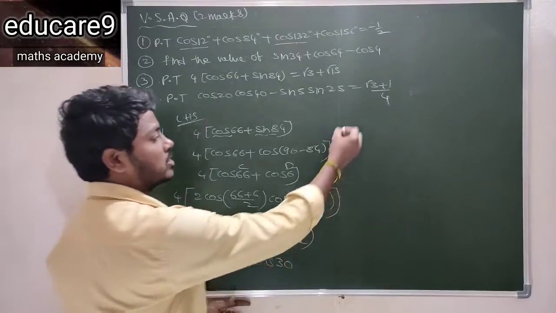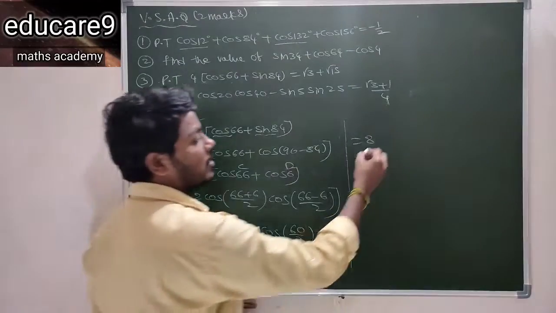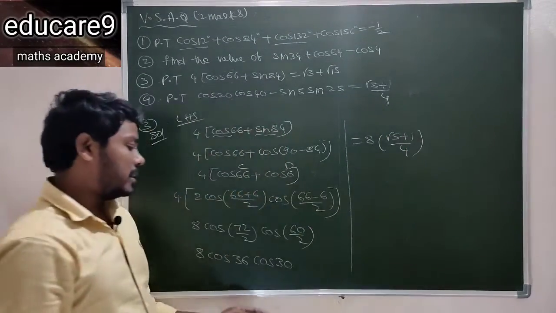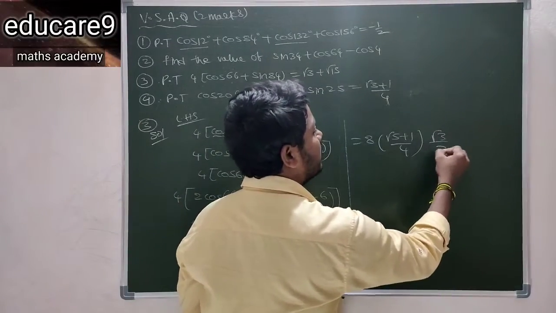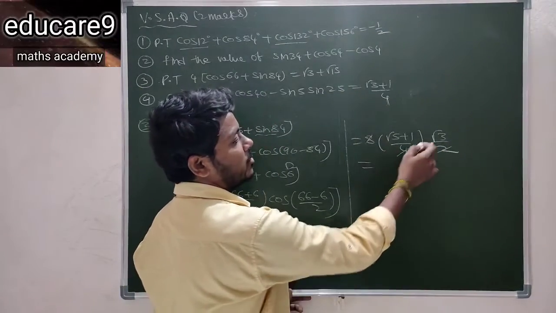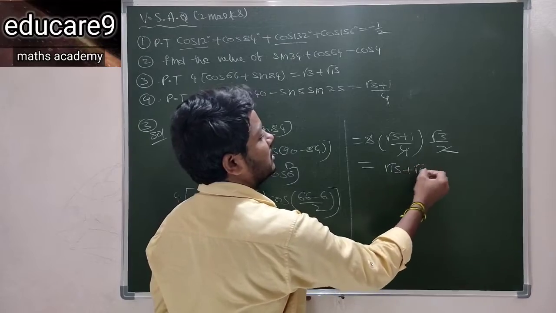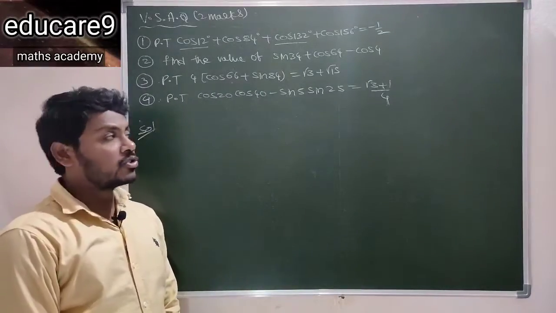So this is equal to 8 cos 36 value root 5 plus 1 by 4 and cos 30 value root 3 by 2. So clearly 8 get cancelled, root 3 plus root 5, root 15 plus root 3. So this is the required answer. So see the fourth solution.